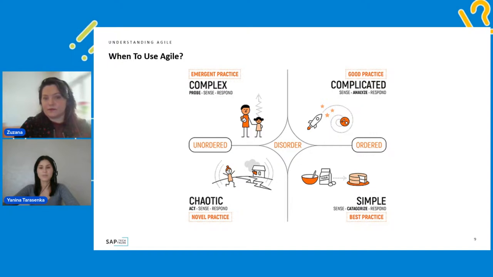So if we speak about Agile, we can guess that it's best suited for the complex and chaotic domains, where requirements are unclear and a trial and error approach is necessary. In contrast, if you have a complicated or simple domain, requirements are probably clear and steps are well defined, so Agile may not be needed.